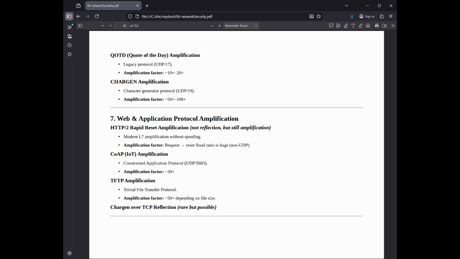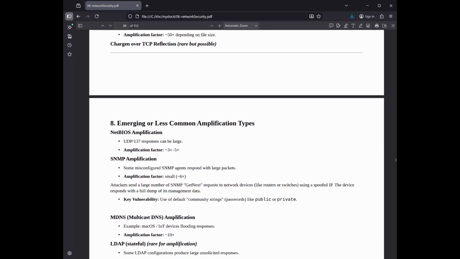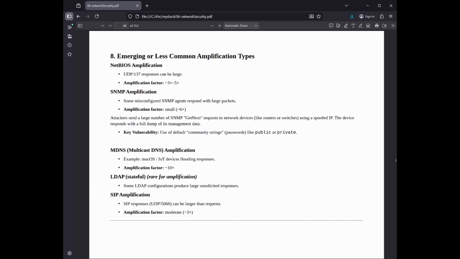8. Emerging or less common amplification types. NetBIOS amplification. UDP/137 responses can be large. Amplification factor: 3 times, 5 times. SNMP amplification. Some misconfigured SNMP agents respond with large packets. Amplification factor: small, 6 times. Attackers send a large number of SNMP GetNext requests to network devices, like routers or switches, using a spoofed IP. The device responds with a full dump of its management data. Key vulnerability: use of default community strings, passwords like public or private.